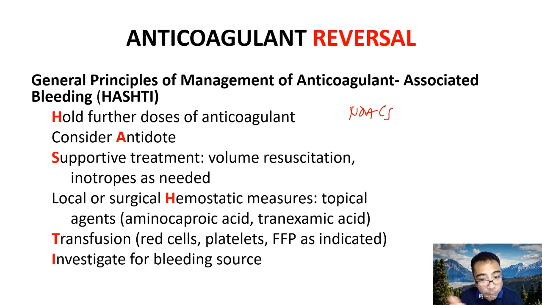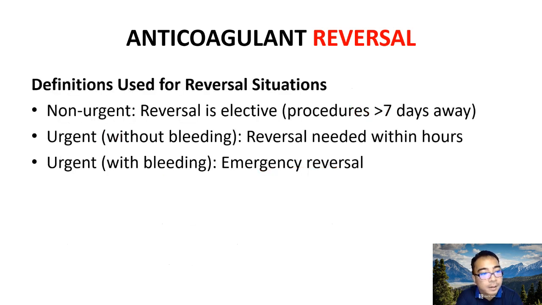Right? So, supportive treatment, volume resuscitation, inotropes as needed. Okay? When we say volume resuscitation, class, ito yung pagbibigay ng NSS. Bibigyan natin ng swero yung patient. Or inotropes, like digoxin. Local or surgical hemostatic measures, topical agents like aminocaproic acid or tranexamic acid will be considered. Or pwedeng transfusion of blood products like red cells, platelets, as indicated. And investigate for bleeding source.